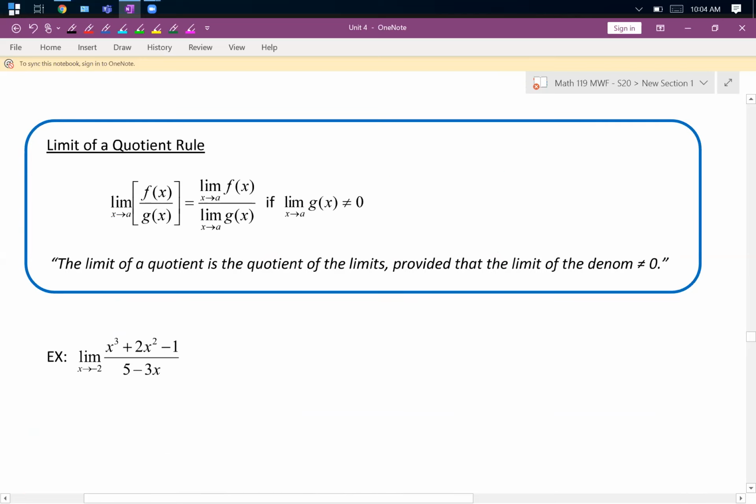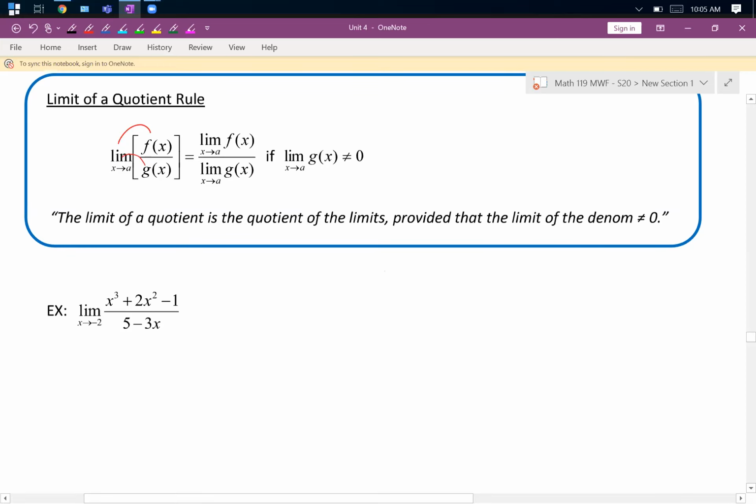Now we have the limit of a quotient. The limit as x approaches a of 2 functions divided by itself is just the limit of the one in the numerator divided by the limit of the one in the denominator. So again, we're kind of just distributing this limit to everything inside the parentheses. Of course, we're always concerned about the limit of the denominator being equal to 0. So the limit of the quotient is the quotient of the limits, provided that the limit of the denominator is not equal to 0.